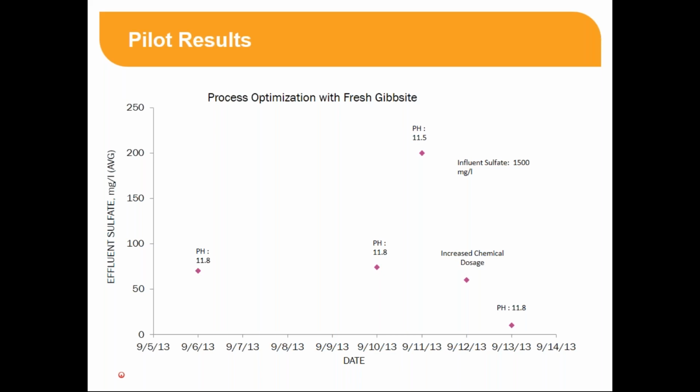Reaction time is also a very important parameter. We typically ran the pilot at around 60 minutes reaction time, but with good sludge recirculation, we should be able to reduce that to 45 minutes. Please note temperature is also an important parameter. But it all depends on what your effluent limitation is. If you want to get down to 100, you need to go all the way to 11.8 to 12 pH. That means indirectly you're adding more and more chemicals. So it all depends on the application.